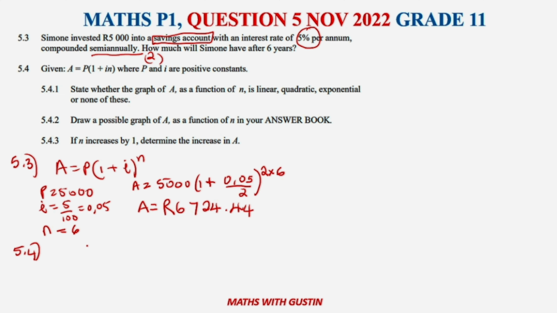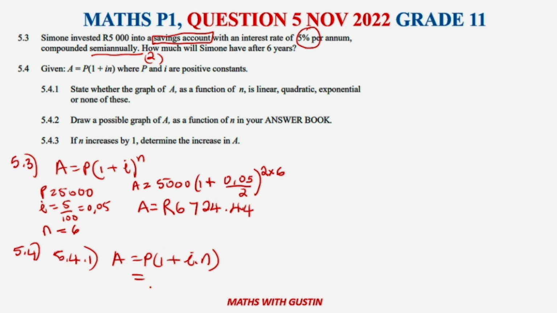5.4 is divided into 5.4.1 and 5.4.2. He said here's a question of simple interest where P and i are positive. State whether the graph of A as a function of n will be linear, quadratic, exponential, or none of those. All right, let's see what we are given: A equals ... By just looking at this, can you already see? It looks like a straight line. It's just linear.